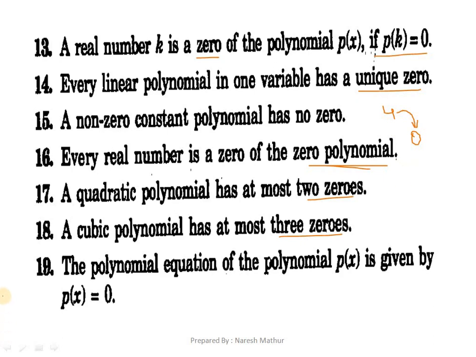Right. Now the polynomial equation of the polynomial p of x is given by p of x equals 0. There is a very slight difference between a polynomial and an equation. If I write 2x minus 1, it is a polynomial. If I write 2x minus 1 equals 0, then it becomes an equation.